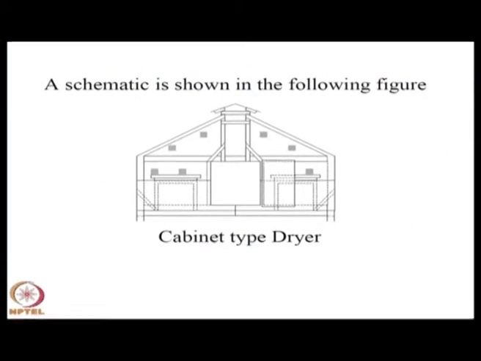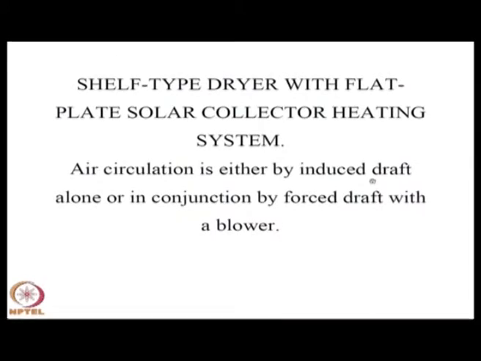So, whatever I have described could be a cabinet type of dryer. You can see on this, these may be glass roofs, this glass, and various arrangements can be thought of for putting the product. So, this is essentially a cabinet type of dryer which I have shown one side of, and a shelf type dryer with flat plate solar collector heating system.